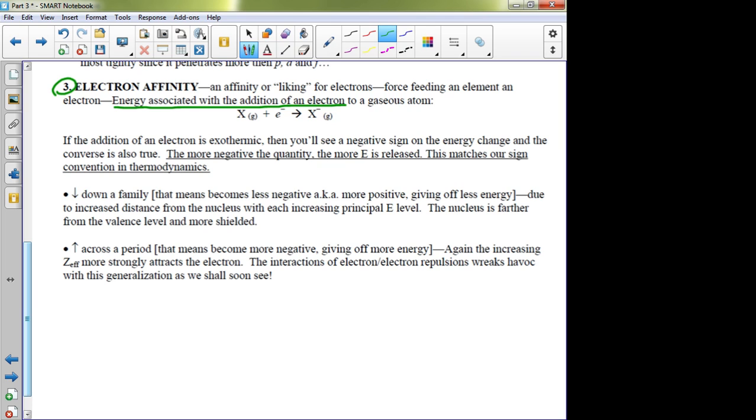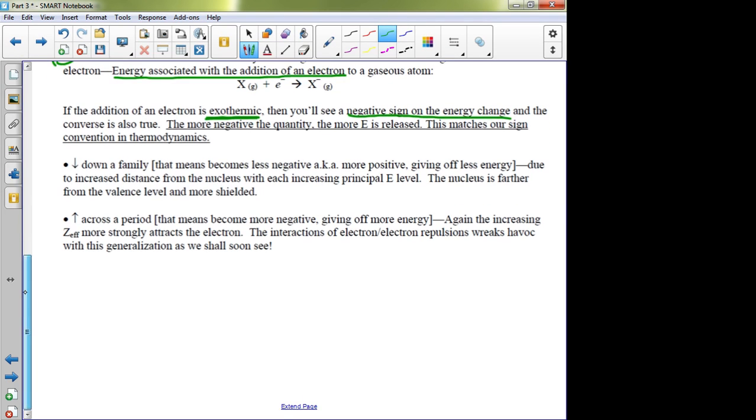Now, remember, if something is exothermic, what's going to be the sign of my energy change? Negative. Remember, if something is exothermic, you see a negative sign on the energy change. And if something is endothermic, that means I added energy, so my energy change is positive. Remember this? So here's how we're going to phrase this one.